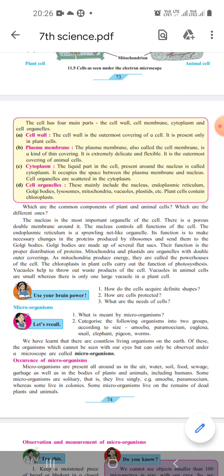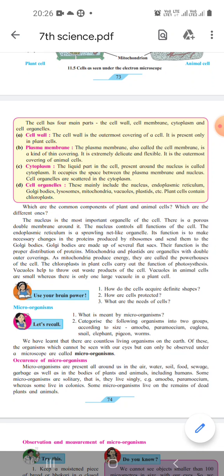From today onwards, we are going to start learning the remaining part of lesson number 11, cell structure and microorganisms. In the previous term, we had already discussed a few topics of the same lesson. Now, in short, we will recall them.